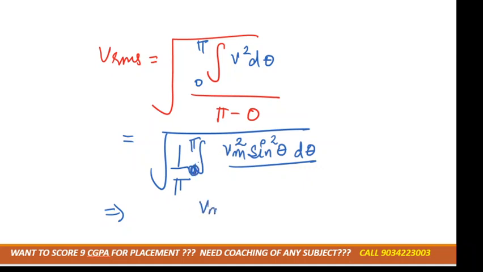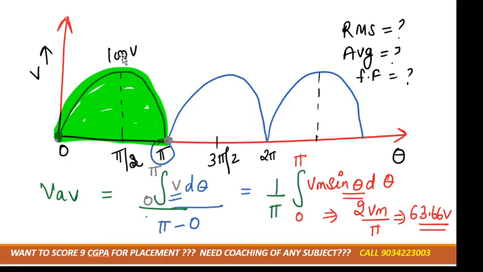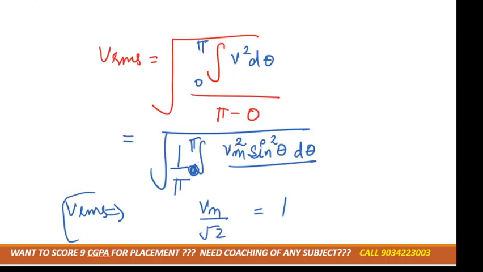If we solve it, we'll get Vm by root 2. I told you also that the VRMS formula is Vm by root 2. Vm is how much? They have mentioned 100 volt. Vm is the maximum volt. So that is 100 divided by root 2. We'll get it as 70.7.